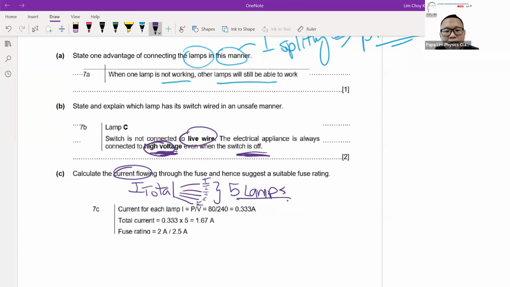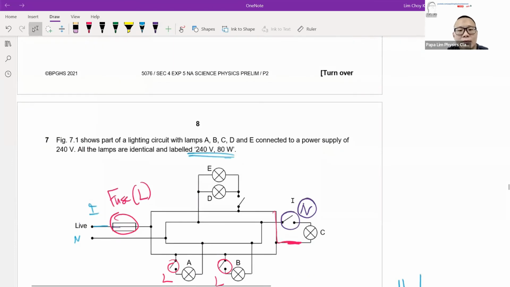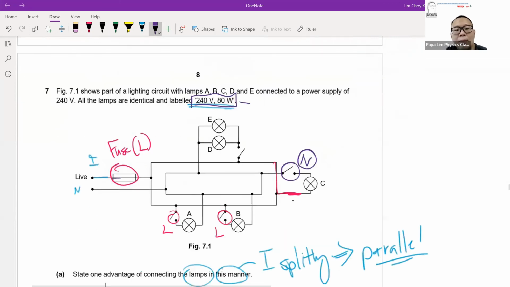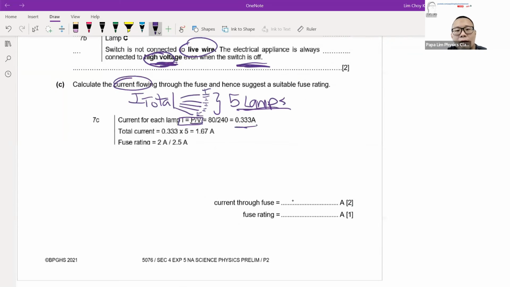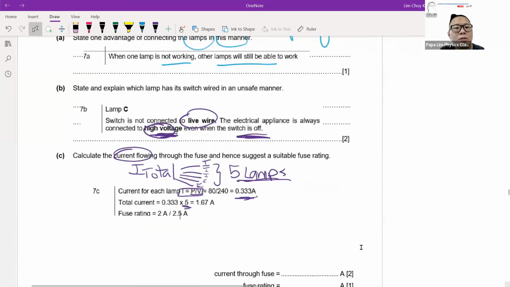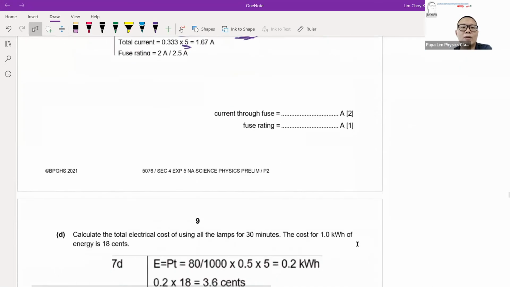So to calculate the total current, all you need to do is calculate the current in each lamp. If you switch on everything, each lamp is 240 V and 80 watts. So you use the formula power equals IV. You can calculate the current in each lamp. You multiply by 5, you get the total current in the circuit, which is 1.67. So this current here will be 1.67 amp.